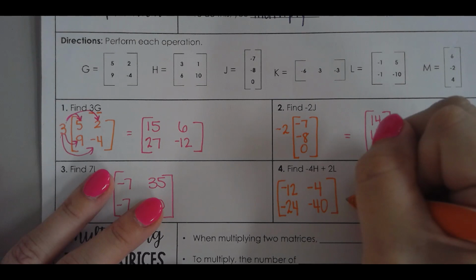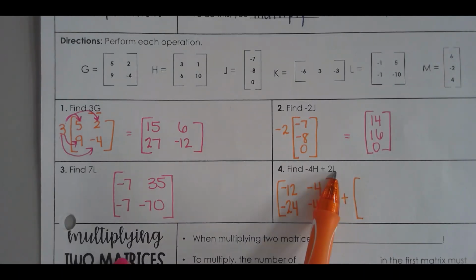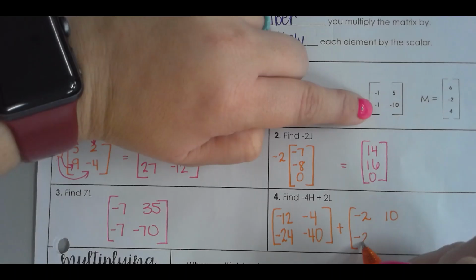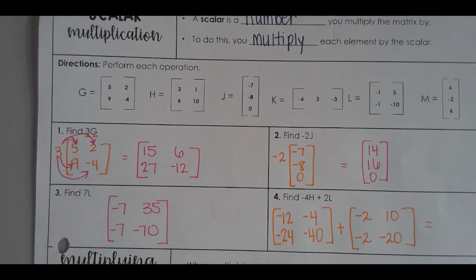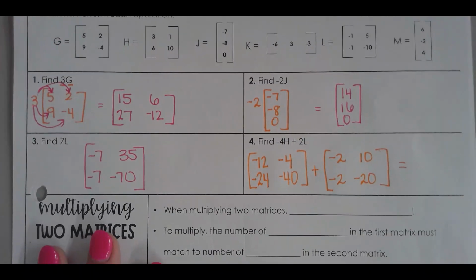Plus, what do I multiply next? So L is here. I'm going to multiply all of those numbers. 2 times negative 1, negative 2, and 2 times negative 10, negative 20. And then you can just add those two matrices together. You can do it in your calculator, or you can just add the numbers.